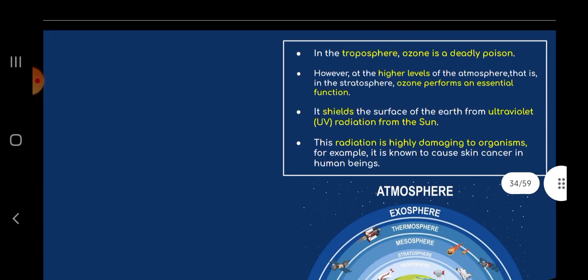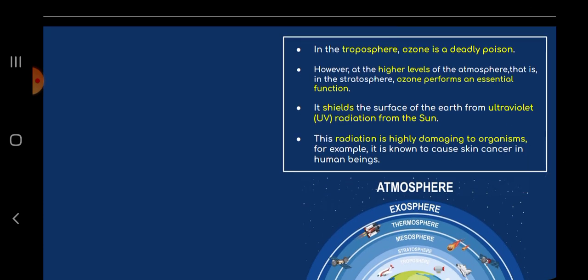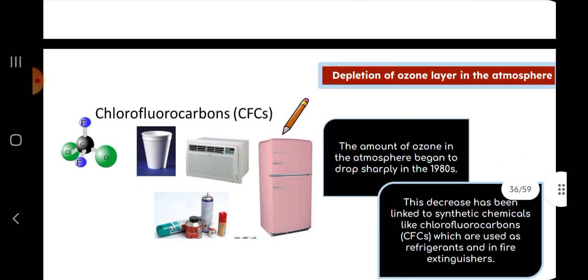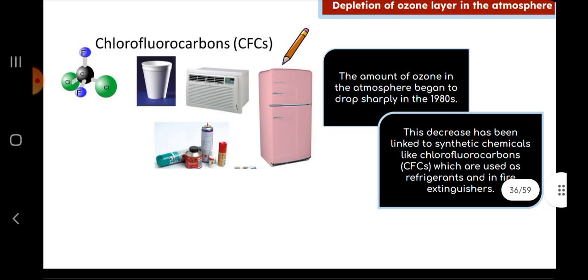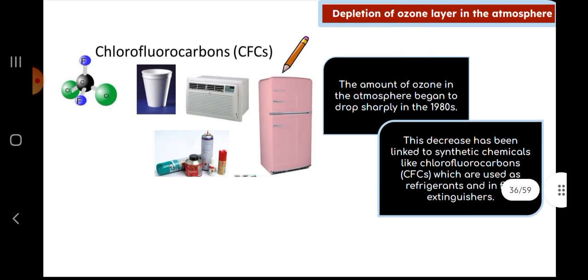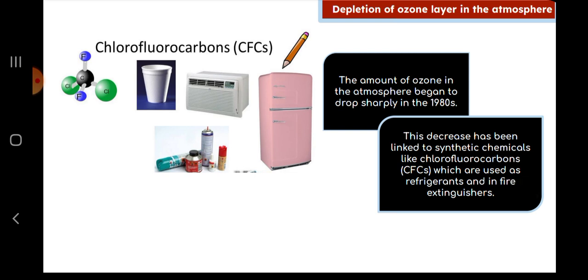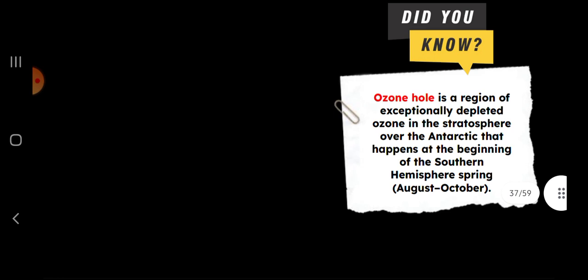In the troposphere, ozone is a deadly poison. At the higher levels of the atmosphere, that is in the stratosphere, ozone performs an essential function. It shields the surface of the earth from the ultraviolet radiation of the sun. This radiation is highly damaging to organisms. Then depletion of the ozone layer in the atmosphere. The amount of ozone in the atmosphere began to drop sharply in the 1980s. This decrease has been linked to synthetic chemicals like chlorofluorocarbons, which are used in refrigerators.